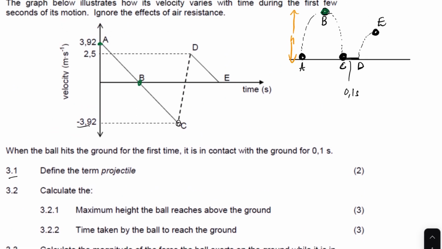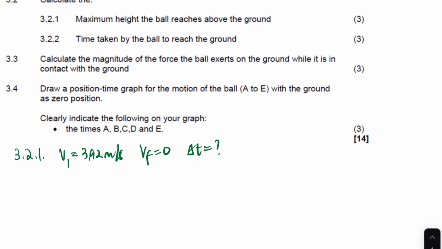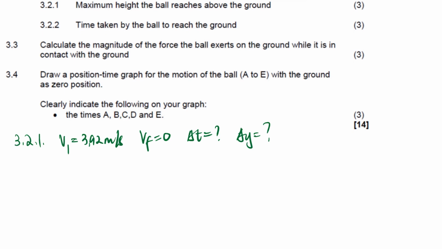Do we have the time? We're not given the time there. So what do we want? We want the displacement. So the formula that we're going to take is the formula that doesn't have time, but has delta y. It's going to be vf squared equals v initial squared plus 2a change in y.